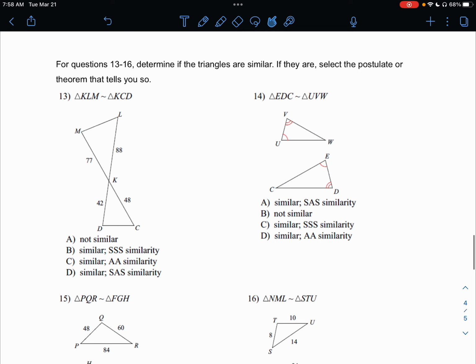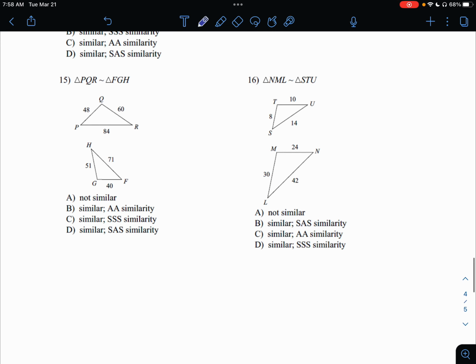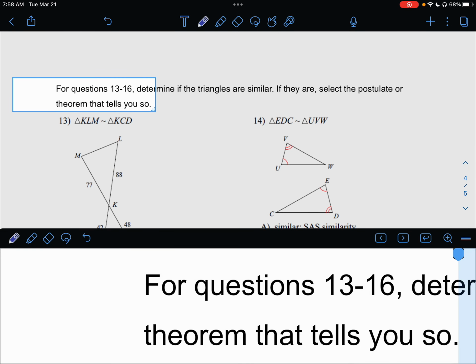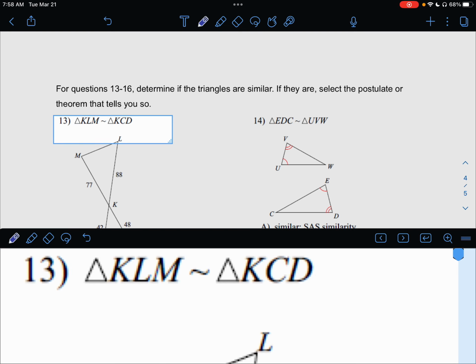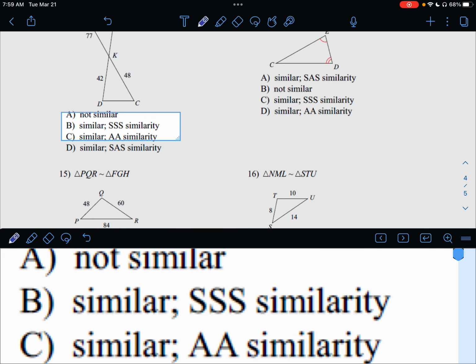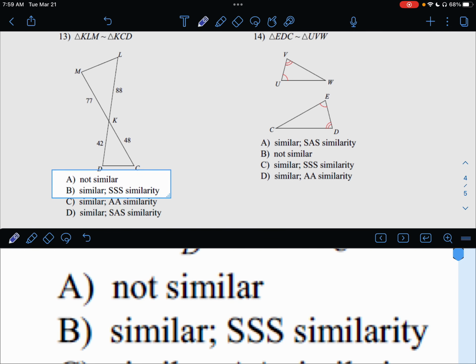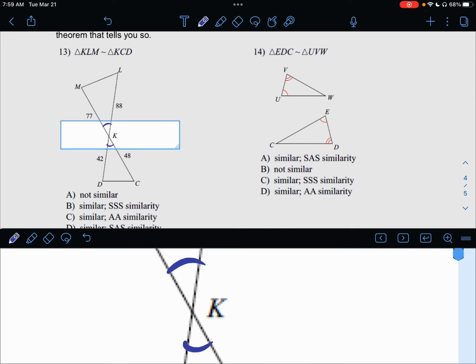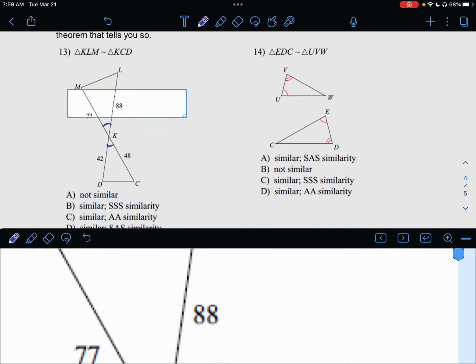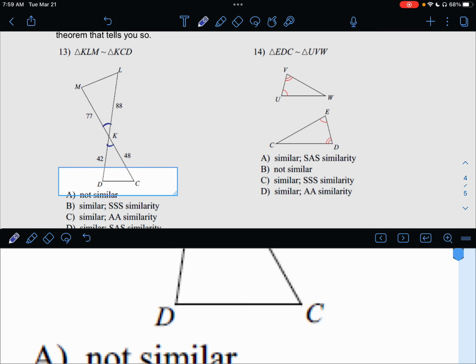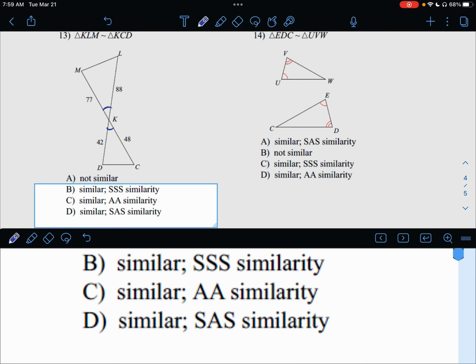All right, then I have these ones. So these ones, it's just the stuff we did earlier in the unit with identifying why they're similar. And we know that the possible reasons they could be similar, we have SSS, AA, or SAS, or just not similar. So looking at this diagram, I can see that these two angles are vertical angles, so they're going to be congruent. And I see just two pairs of sides on each triangle. I don't see the third side, like this LM and this CD. I don't see any numbers for those. So I know if these are similar, it's going to be because of SAS.